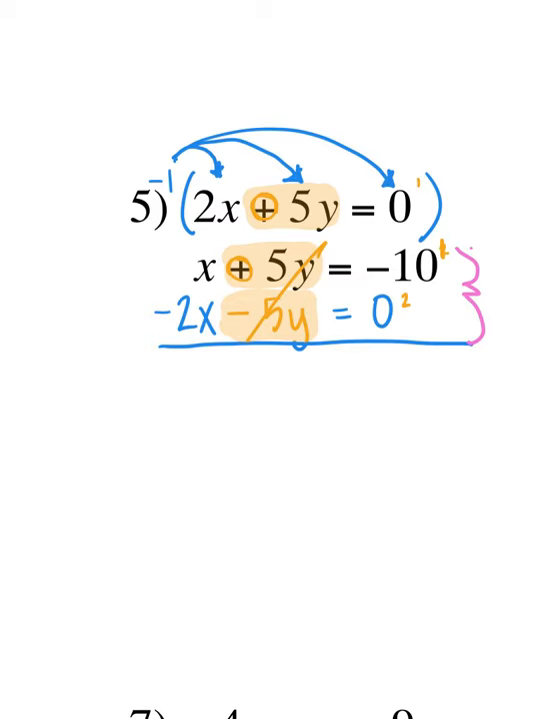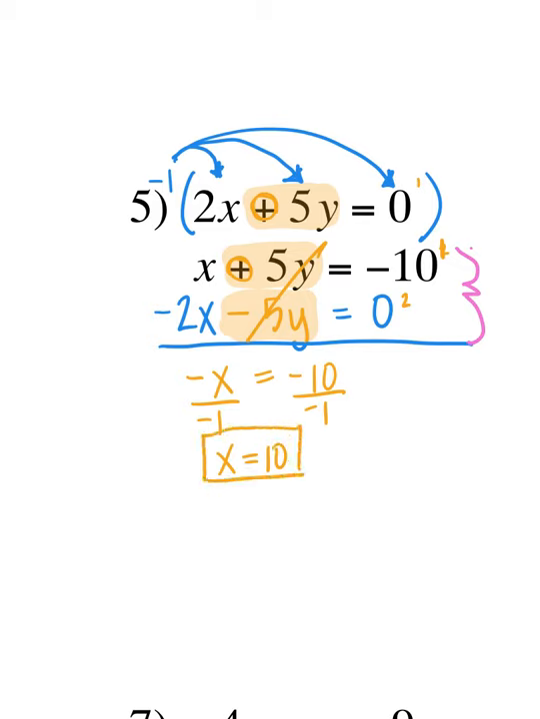So then I'm just going to go down, and x minus 2x is negative x. My y's cancel out, and equals negative 10 plus 0 is negative 10. I can't have a negative x, so I have to divide by negative 1. And x equals 10.